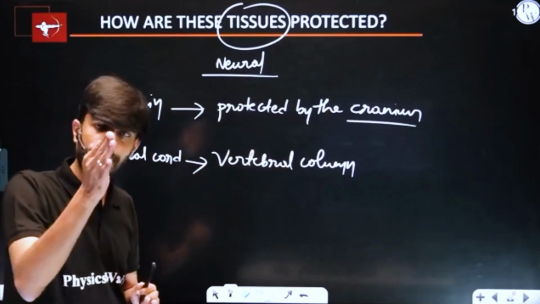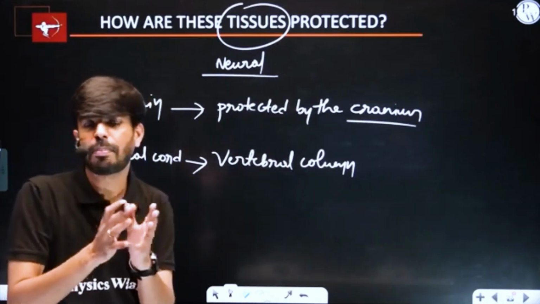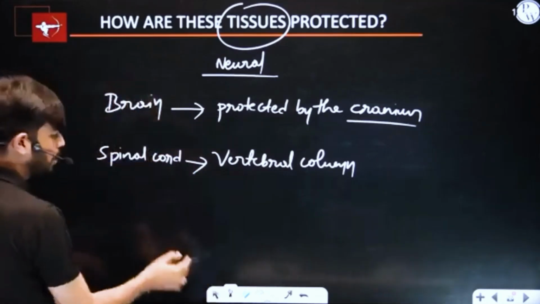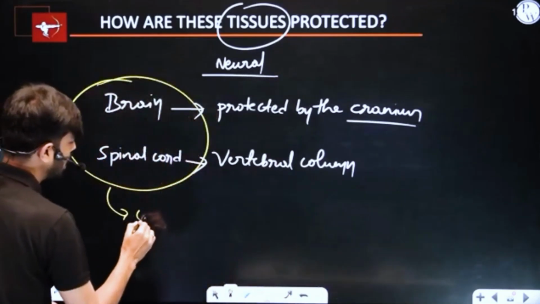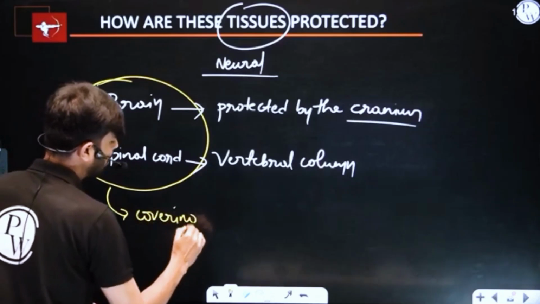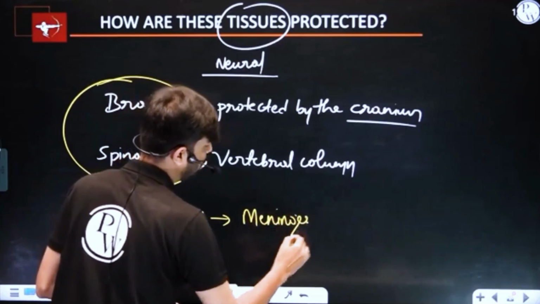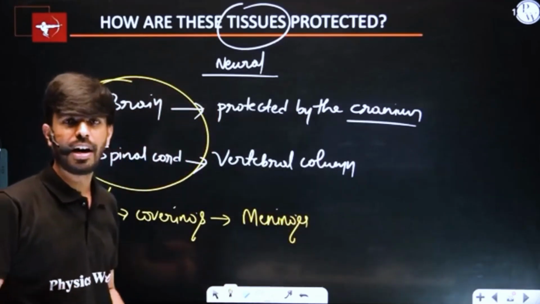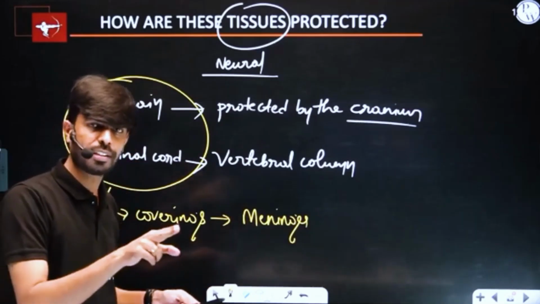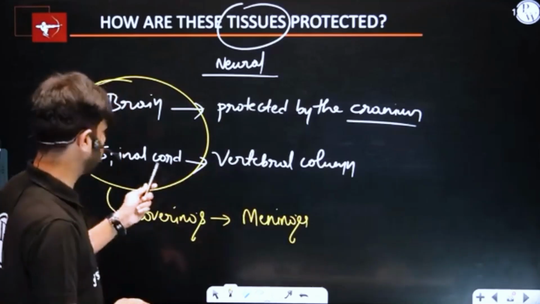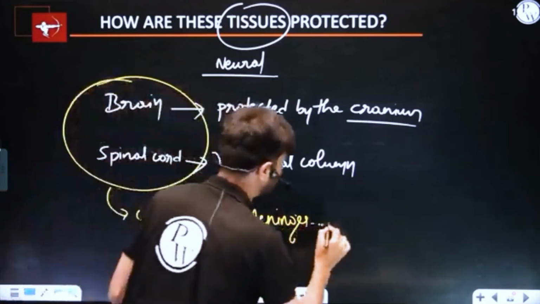Along with that, just below that bony layer, there are three covering layers present. Both brain and spinal cord are protected by coverings, envelopes. These coverings are called meninges. What are meninges? Meninges are the coverings or the layers of the brain and spinal cord. There are three layers actually. Both brain and spinal cord are covered by three layers.